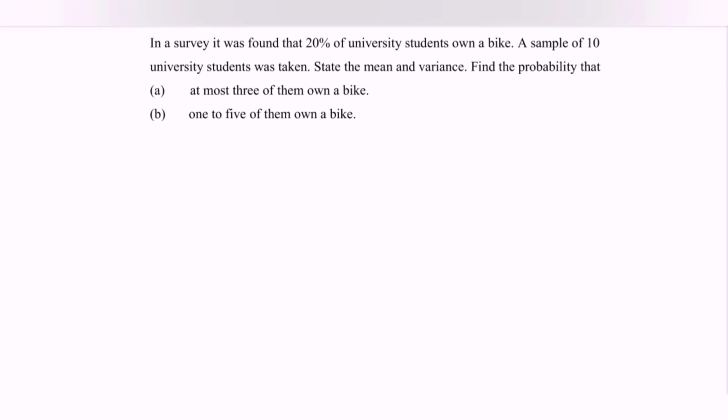So now what we have to do is to write the title, where we have x is binomially distributed, where we have 10 as n, and then we have the probability 0.2. We say own a bike.